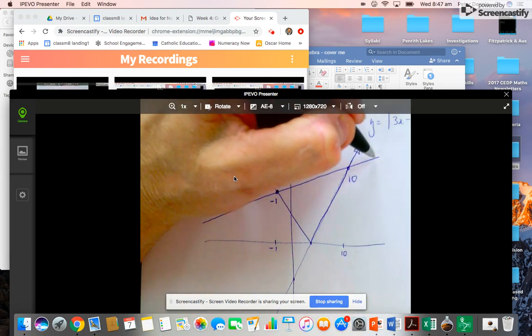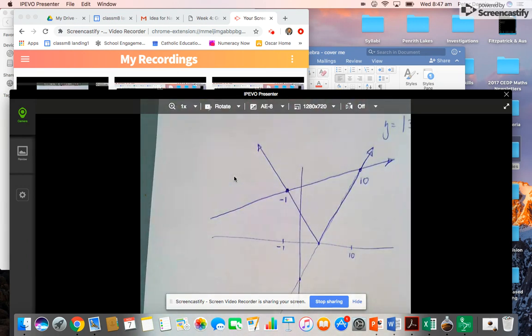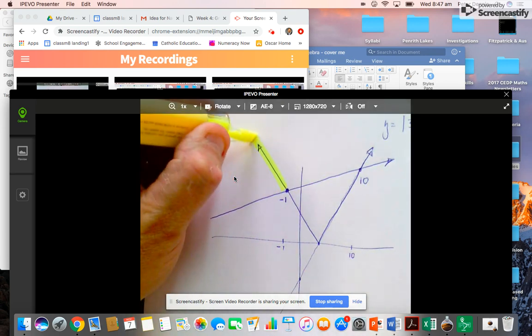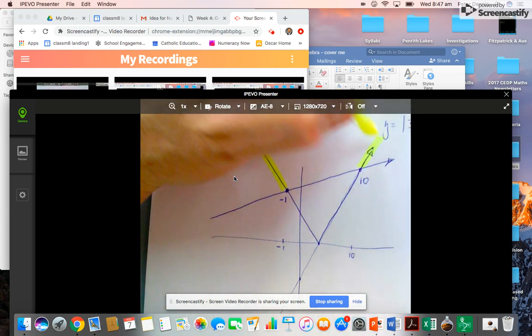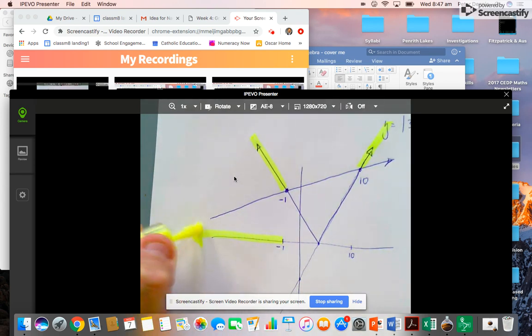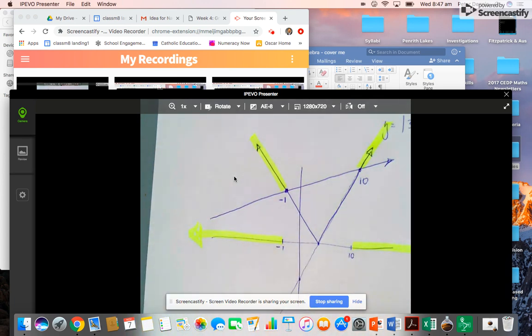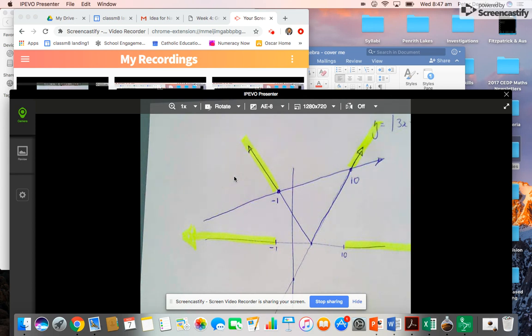And again, where is the absolute value graph bigger than the other graph? It's bigger than it here and here, which is x is less than minus 1 and x is greater than 4. Okay, so hopefully that has helped you with another way to look at, another two ways to look at those types of questions. Thanks.